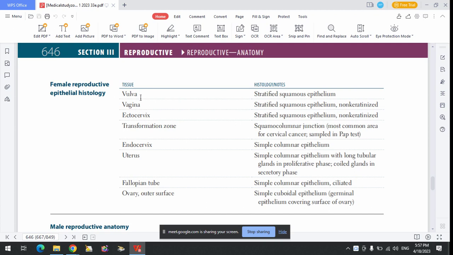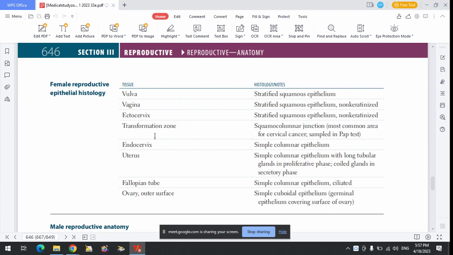So what can cause vaginal adenocarcinoma? DES, diethylstilbestrol. Exactly. So use of DES. Thank you.